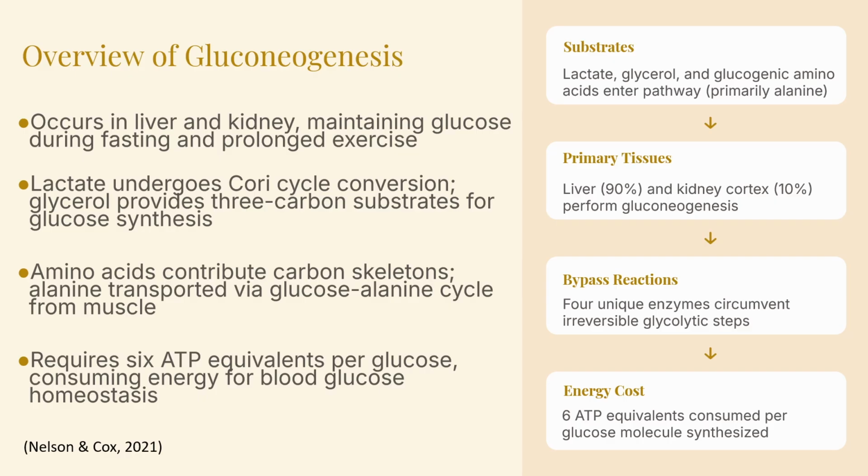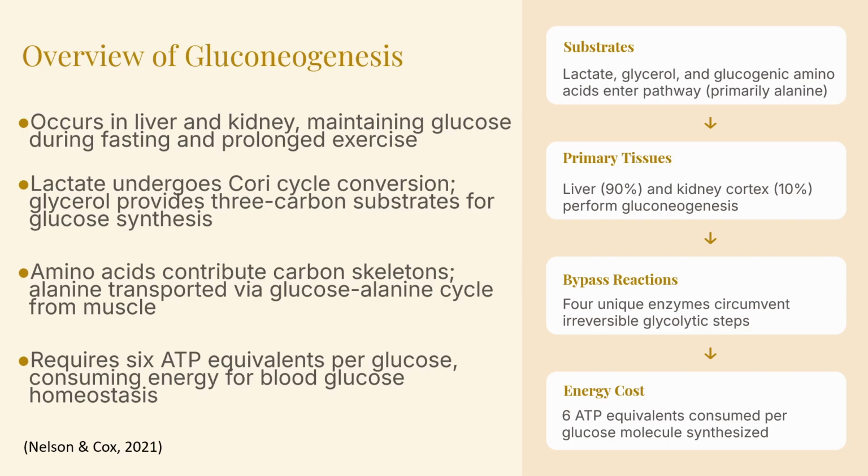Many amino acids can be converted into metabolic intermediates that feed into the pathway. One particularly important is alanine, which is transported from muscles to the liver through the glucose-alanine cycle. In this cycle, muscles release alanine during protein breakdown, and the liver converts it into glucose that can be returned to the bloodstream.